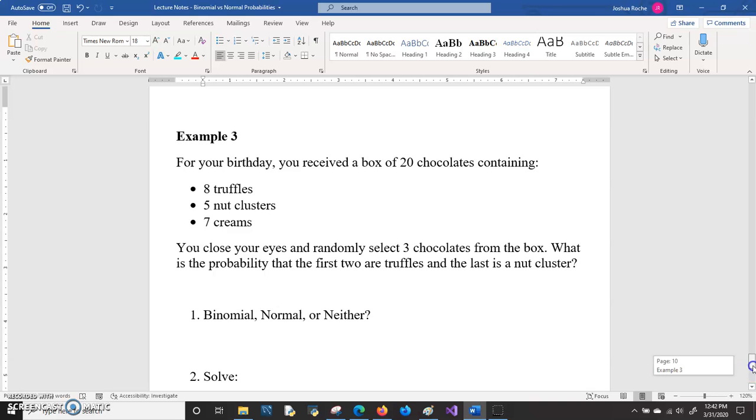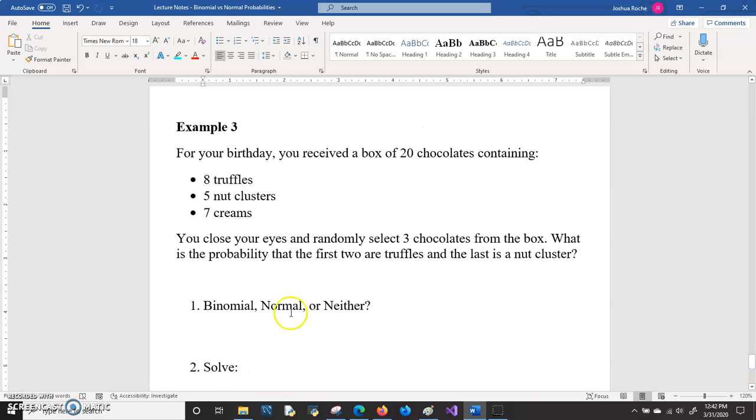The first thing is, we want to identify, is this involving a binomial distribution, a normal distribution, or neither? So one thing is that there's no mention of normal. And so that means that this is probably not involving a normal distribution.